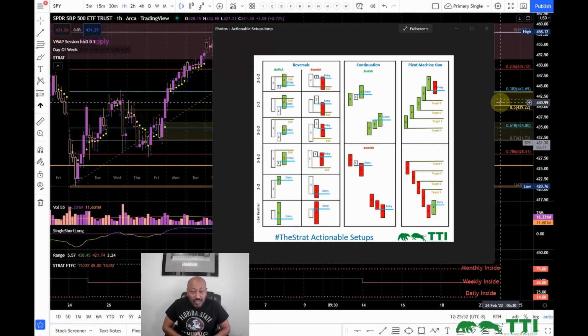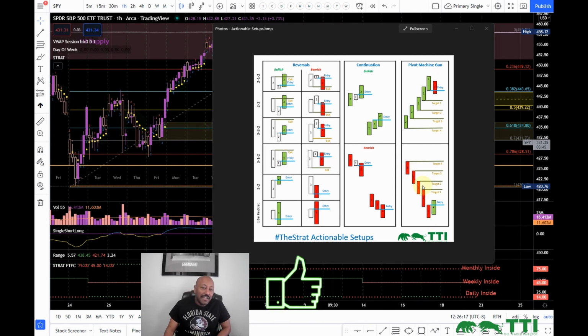In today's video, I want to talk about the Strat a little bit more, and specifically I'm going to talk about the pivot machine gun. And what is the pivot machine gun? Pivot machine gun is a series of bars. It doesn't matter what time frame you're using, but it's the same time frame for all bars: higher highs, higher lows consecutively, or lower highs, lower lows consecutively. And once we breach the first low in an uptrend or the first high in a downtrend, that's where we begin that pivot machine gun trading.